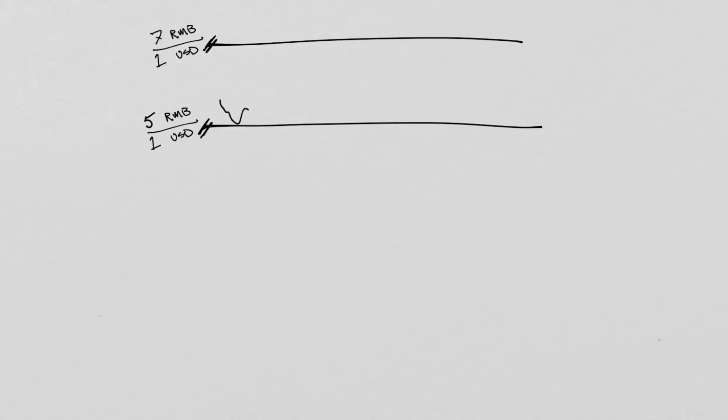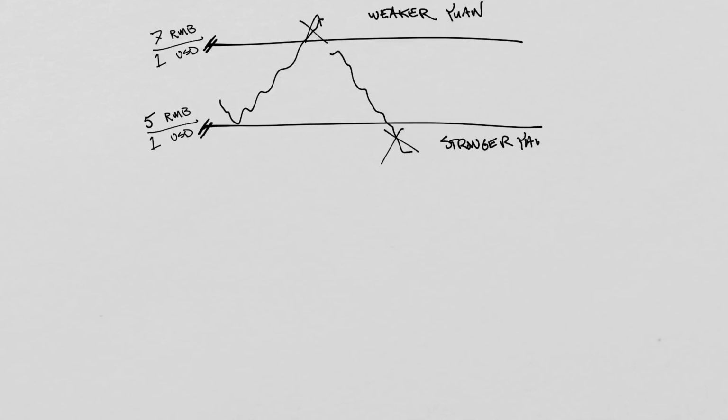So anything above here, it needs to act. Anything below here, it also needs to act. And remember, this upper category is where the yuan is weaker. That's because $1 buys more yuan. And this lower category is where the yuan is stronger. That's because $1 buys fewer yuan.